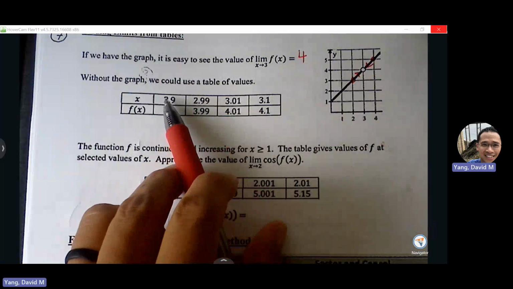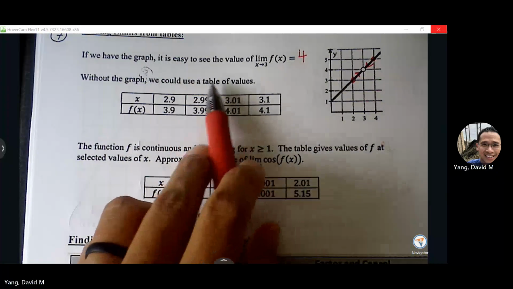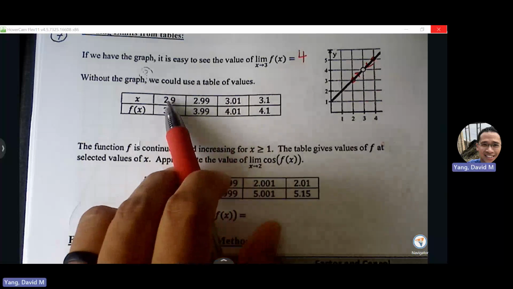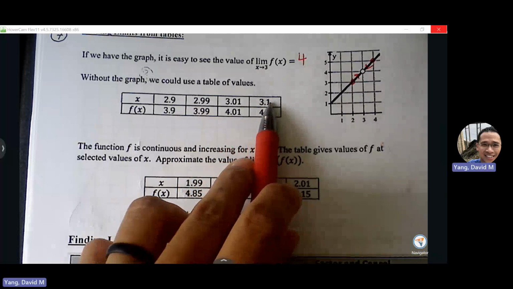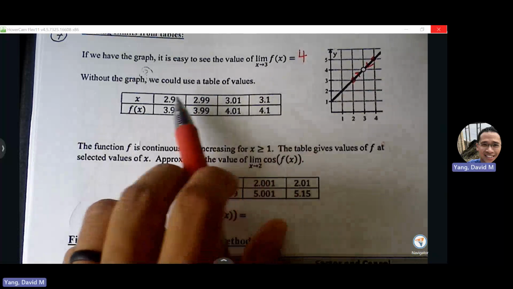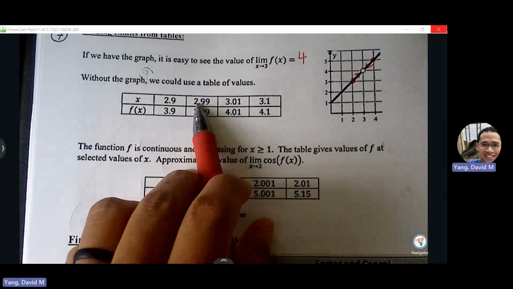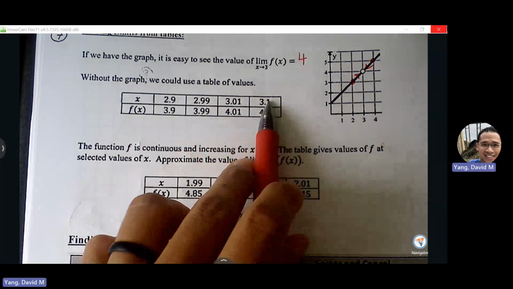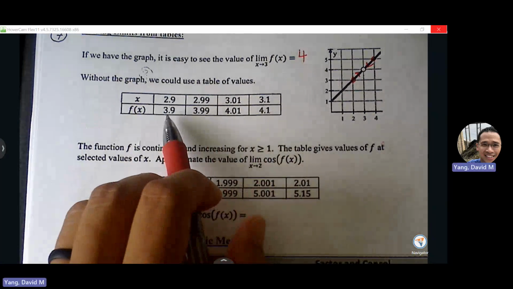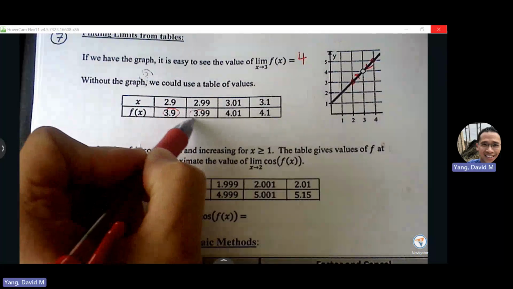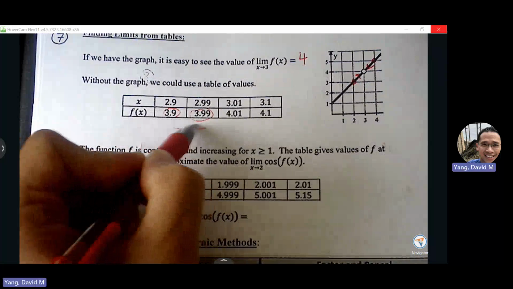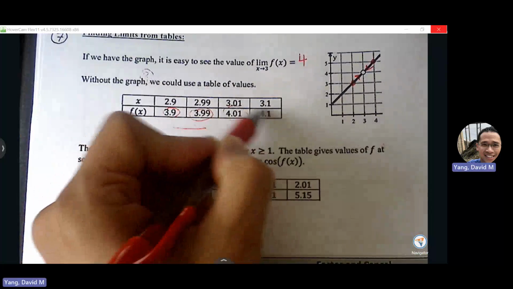So here, again, we don't care what's happening at 3. We just want to see that the x value is headed towards 3, which it is, from both sides, right? So 2.9, 2.99, that's good. That's headed towards 3 from the left side, 3.1, 3.01. Now look at the y values here. The y value on this side is headed towards what? 4, and this side is also headed towards 4.